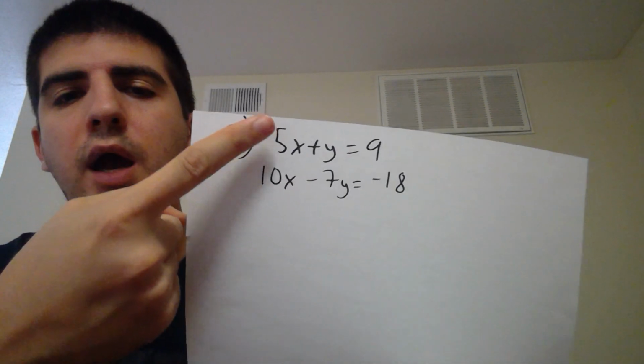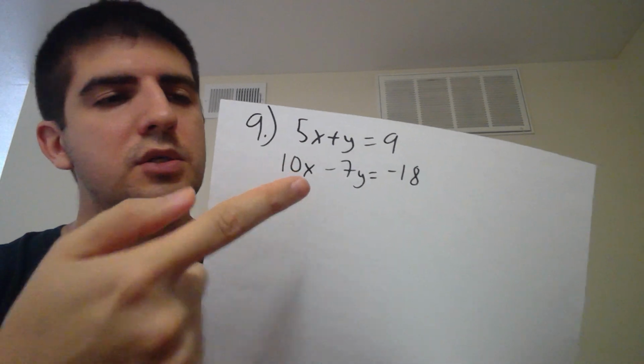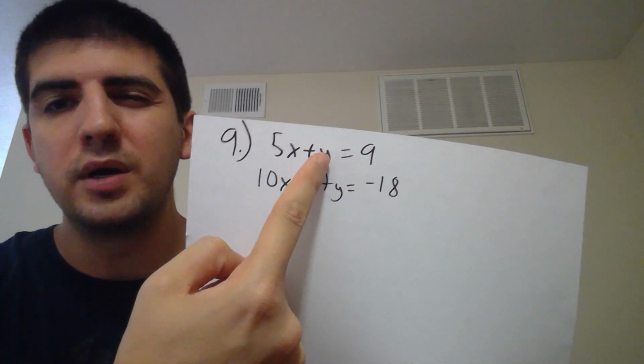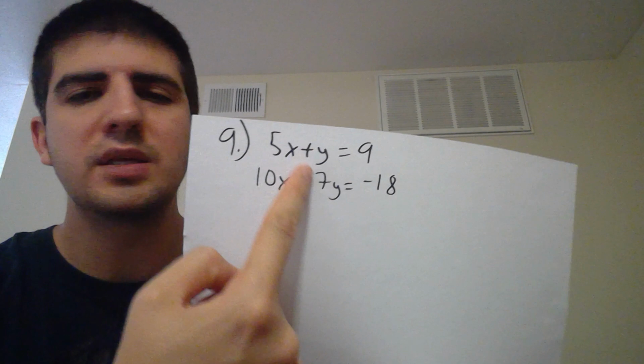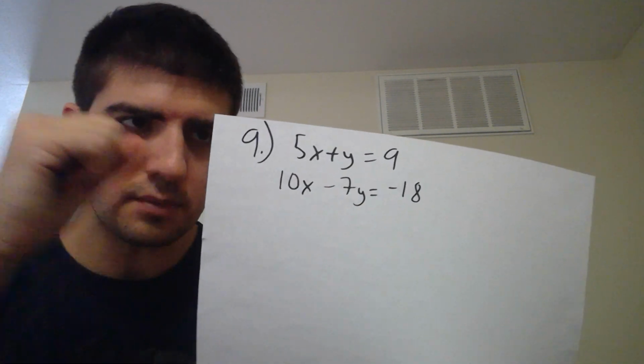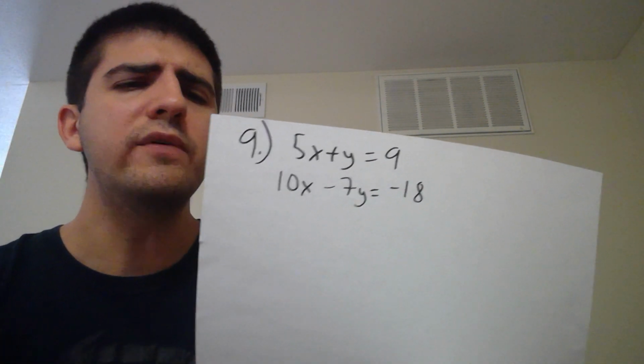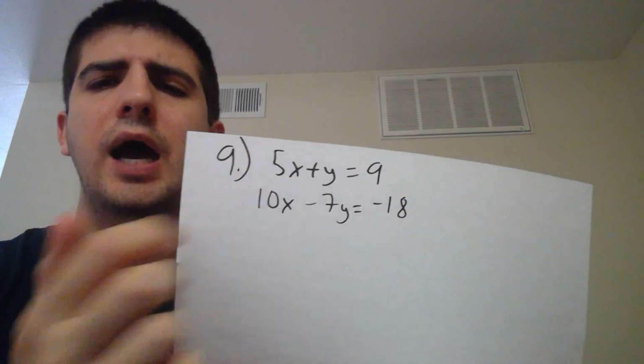Here, 5 and 10 are not opposite coefficients. So you might say, okay, let's try y's. Well, the coefficient of that y is 1. The coefficient of this 7y is 7. 1 and 7 are not opposites. Here's what we're going to do. We've got to find a way to make 5 and 10 opposites of each other.